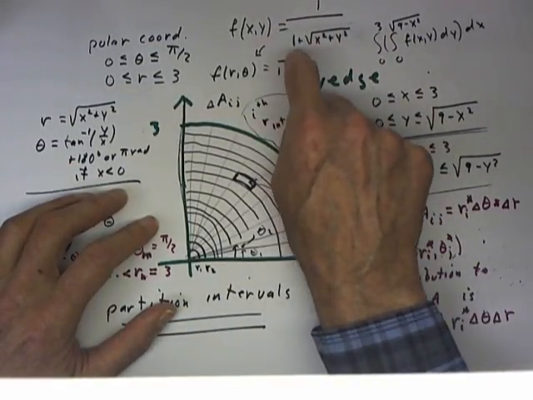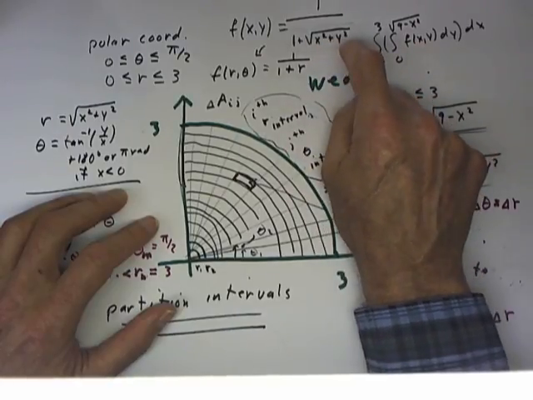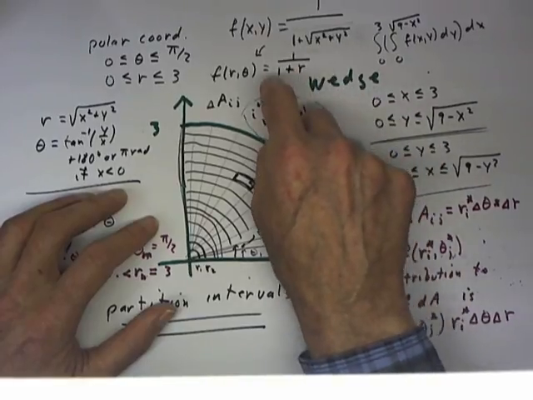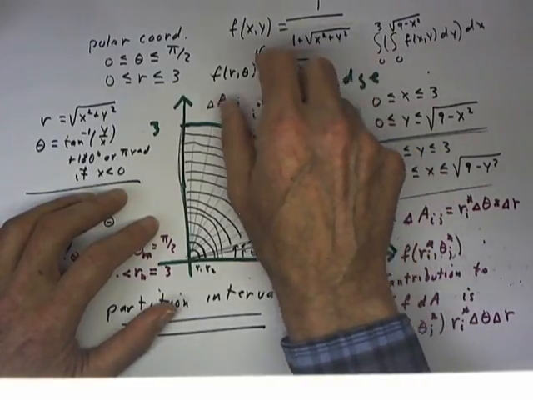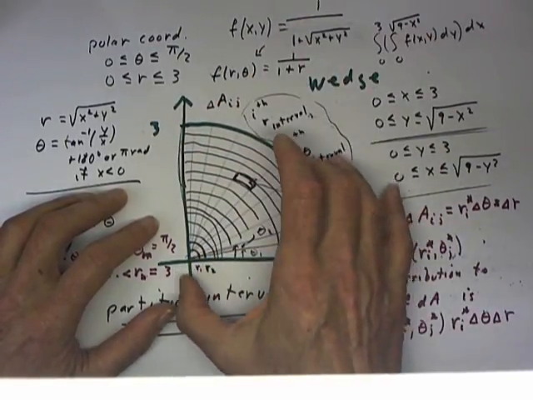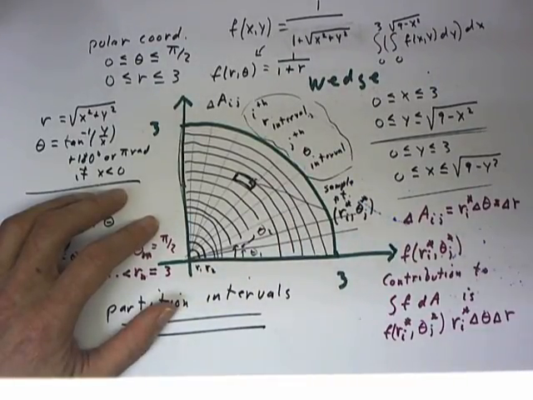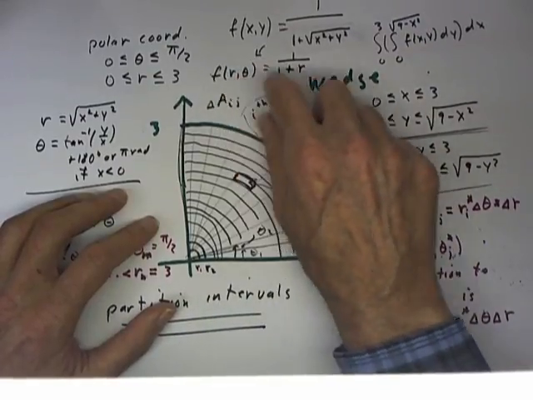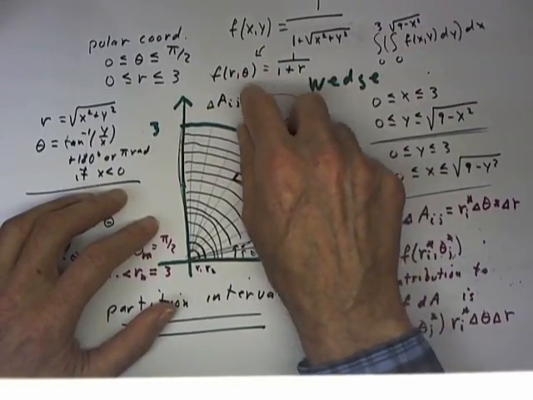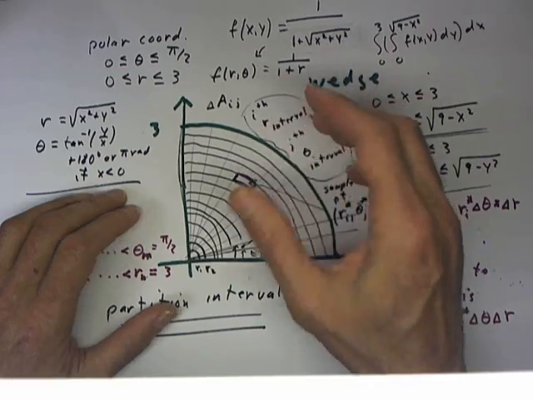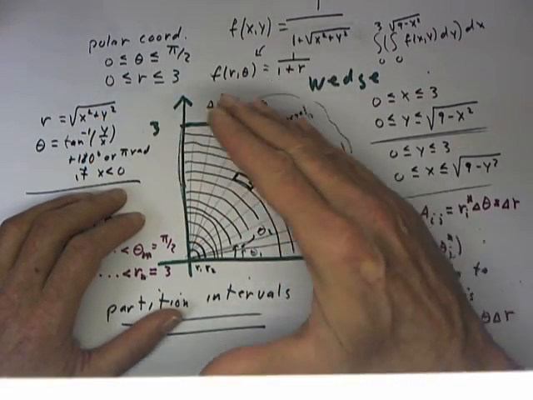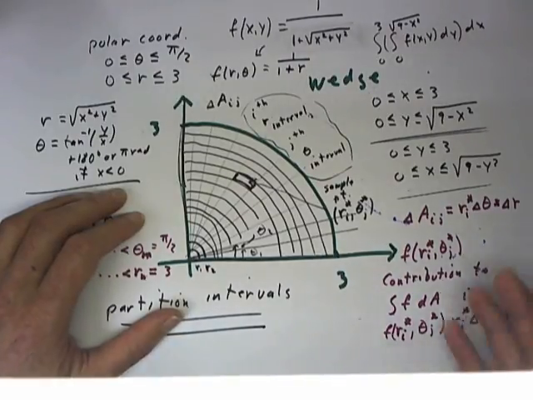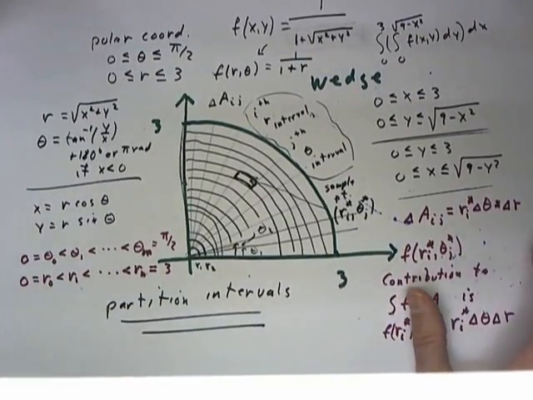And the function f(x,y) = 1 over the square root of x² + y², which can be represented in polar coordinates as 1 over 1 + r. The function integrated over the region can be interpreted as a mass integral if the function is regarded to be a density function, as a volume integral if the function is regarded to be an altitude, and can be subject to a variety of other interpretations.